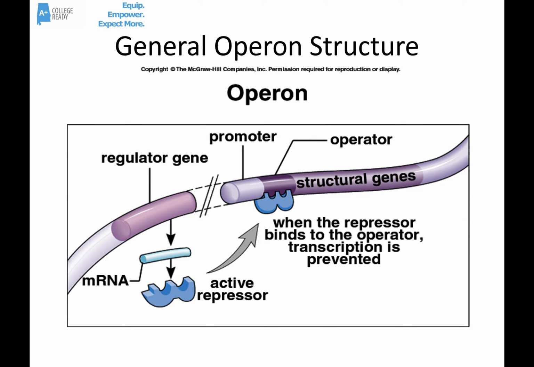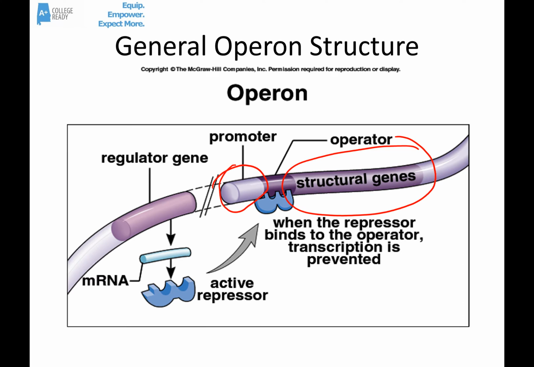So let's start off by talking about the structural genes. These are the actual genes that are making proteins from the operon. So those are the genes. The other parts of this operon help to regulate the expression of the genes. So there's a section of the DNA called the promoter. This is the binding site for RNA polymerase, the enzyme that carries out transcription.